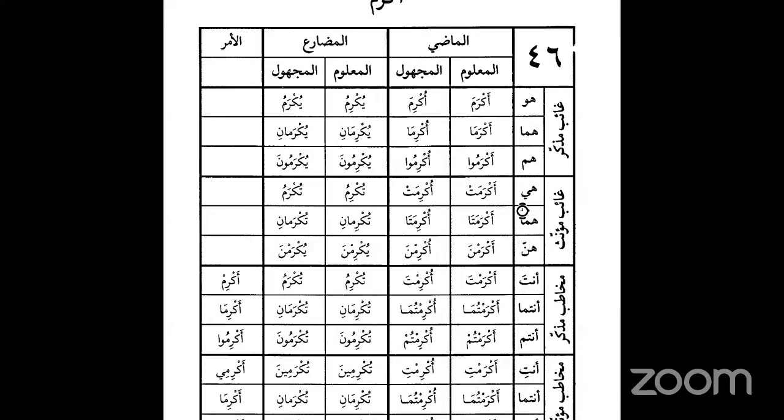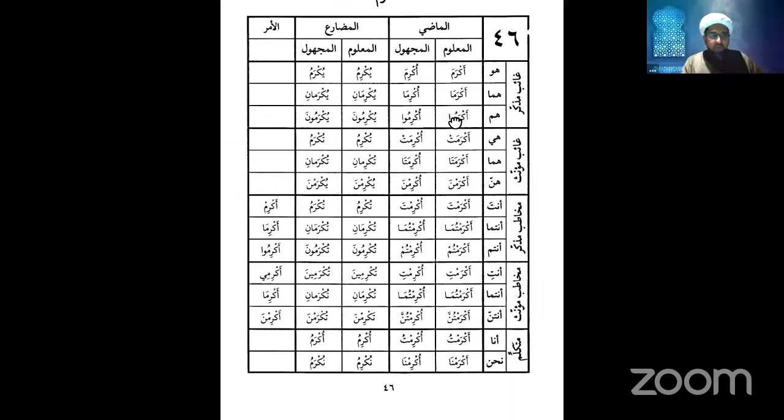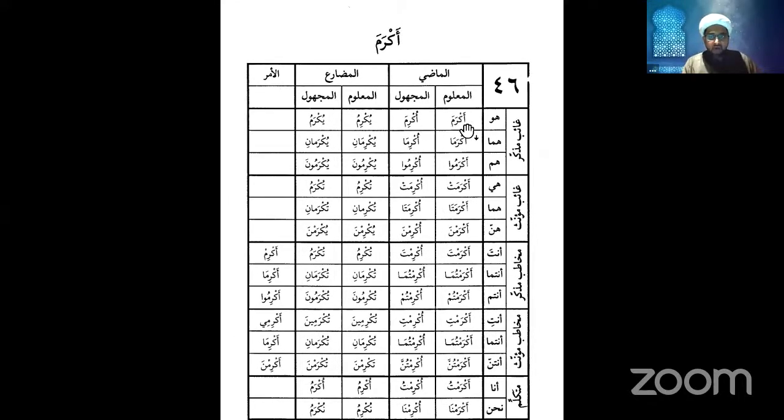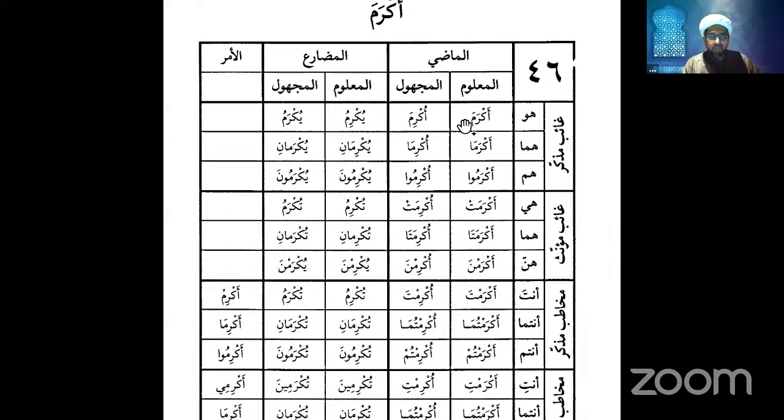Now Zahra, when you look at this chart, you have akrama, a 4-letter verb. Remember, when it's a 4-letter verb, after the alif, the kaf will be silent. So akrama, and in the present tense, yukrimu. The ya comes with a dhamma, the middle letter with a kasra, and the last letter with a dhamma: yukrimu.